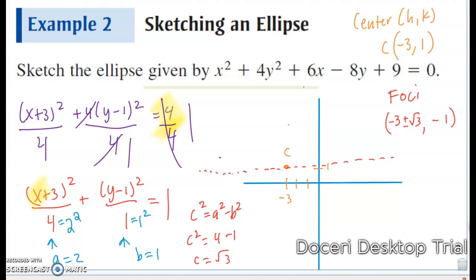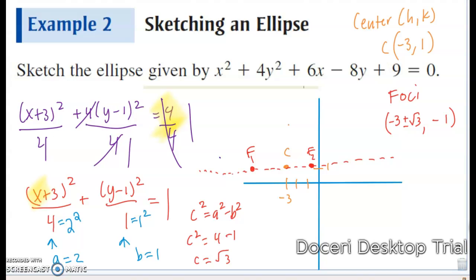Square root of 3 is about 1.7. So -3 plus 1.7 is going to be somewhere here, still on this side. It's not going to go over the y-axis, it's still going to be negative. So something like that, that's where our foci are. Focus 1, focus 2. And then we can definitely find the vertices.